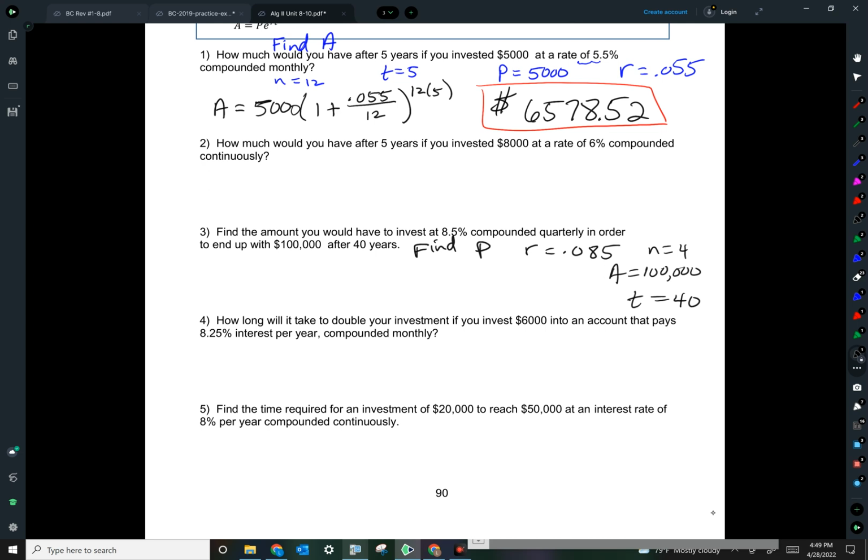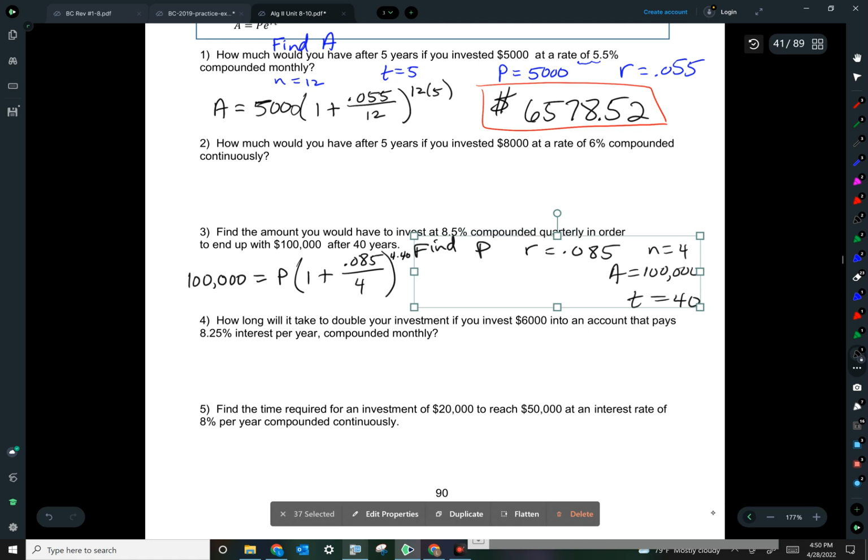Okay, so we write our equation. A equals, so 100,000 equals, P we don't know, so just write down P. And then in parentheses, we have 1 plus, the rate is 0.085 over, let's see, the n was 4. And that's all raised to the nt. So that's going to be 4 times 40. Okay, so on this one, I've got the setup, and I always want to see the setup on these.